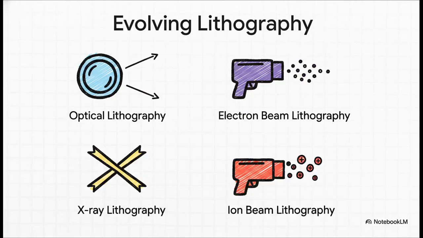And you know, this technology doesn't just stand still. The push to make things smaller and faster means this field is always evolving. The optical lithography we've been talking about is the main workhorse, but scientists are constantly developing new methods, using electron beams, X-rays, even ion beams, to keep pushing the boundaries of what's even possible.